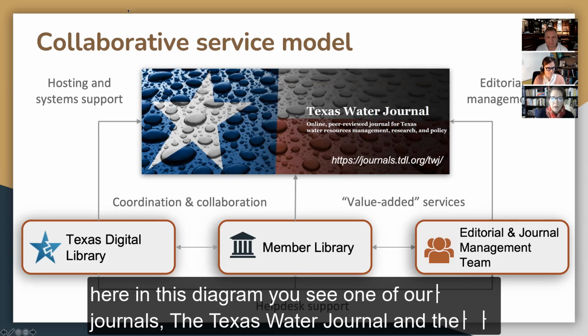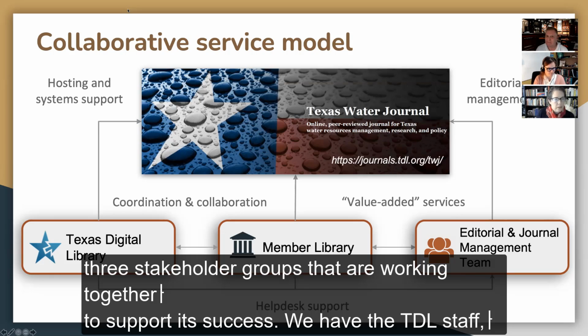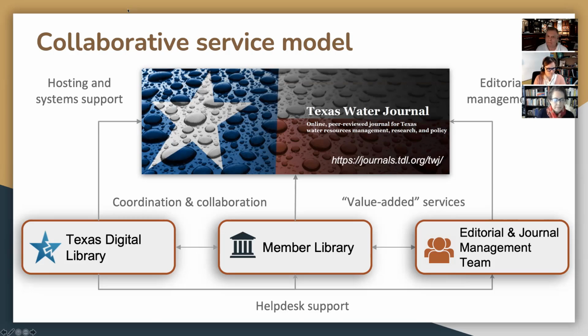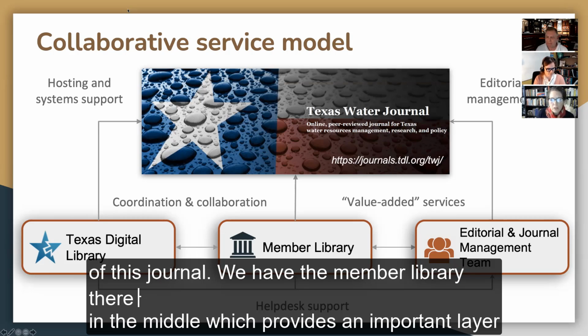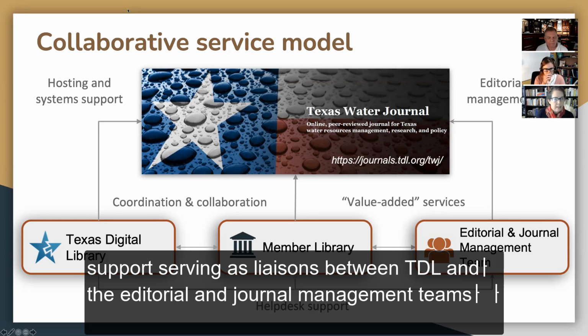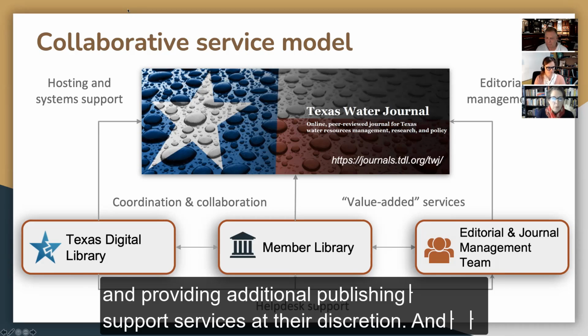So here in this diagram, you see one of our journals, the Texas Water Journal, and the 3 stakeholder groups that are working together to support its success. We have the TDL staff, which provides hosting and system support, along with direct help desk support to end users of this journal. We have the member library there in the middle, which provides an important layer of support, serving as liaisons between TDL and the editorial and journal management teams, and providing additional publishing support services at their discretion.